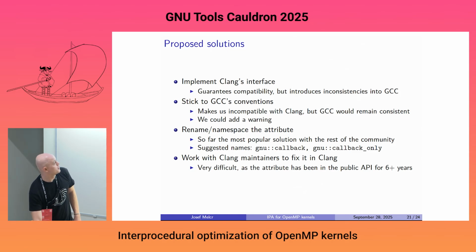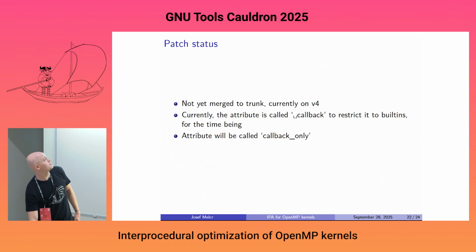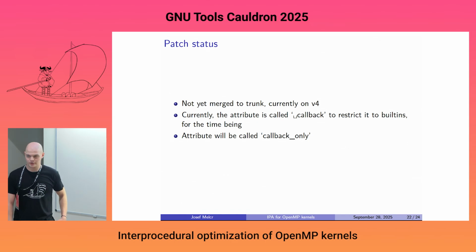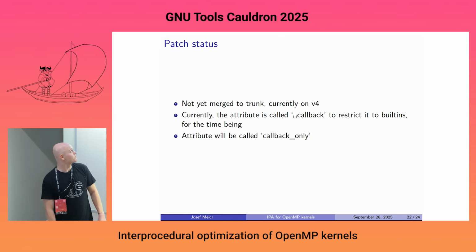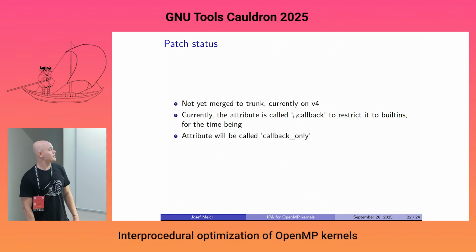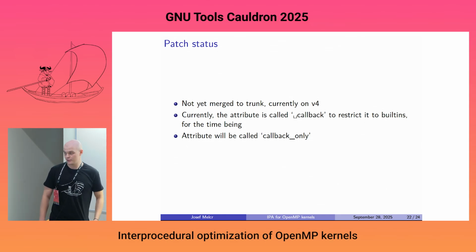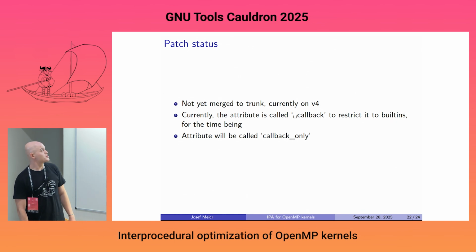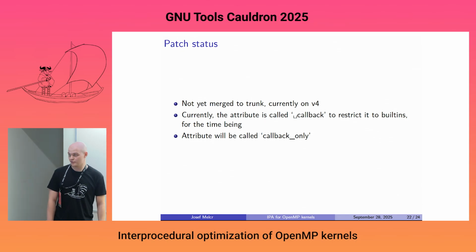Right, so patch status, what does it look like? It's still not merged to trunk. We are currently on V4, or well, V3. I have to produce the V4, but it is written. I just have to bootstrap it. In the patch, the attribute is actually named space callback to take it out of the public API in the same manner as, for example, fnspec. However, that will be changed to callback only to allow users to use it as well.